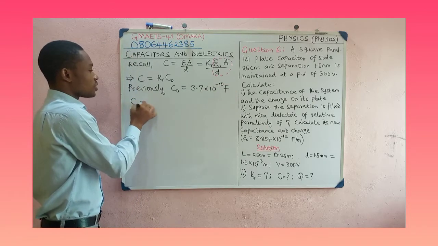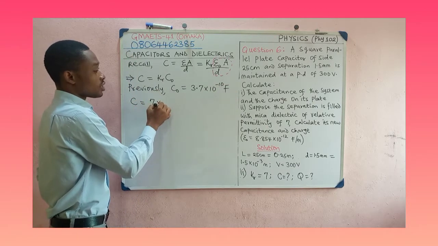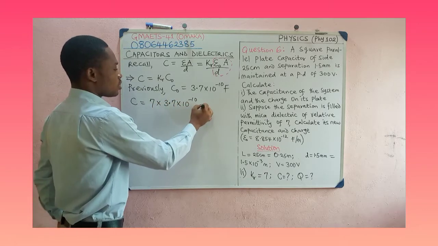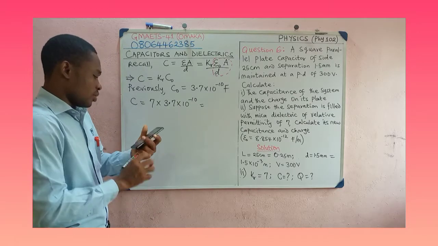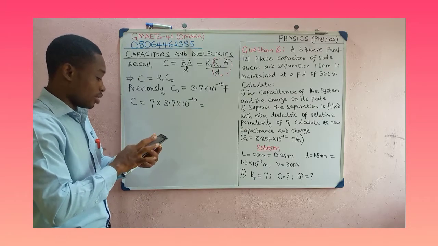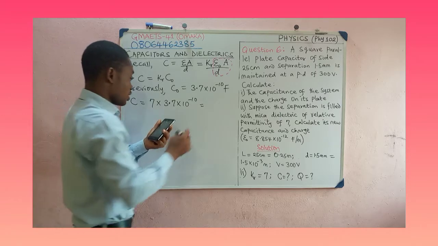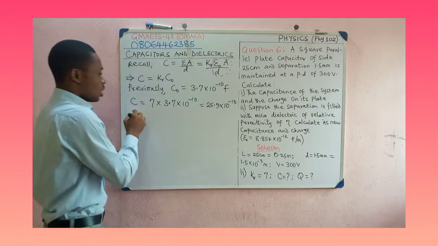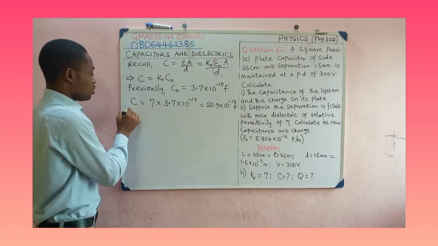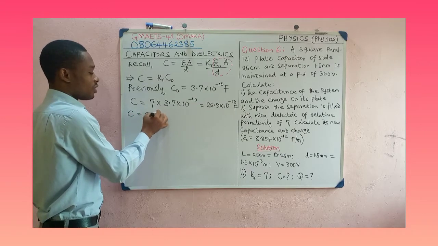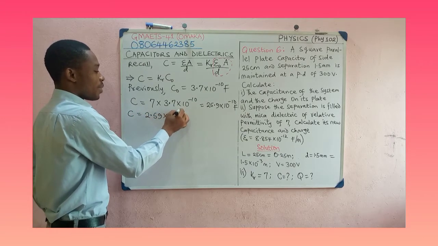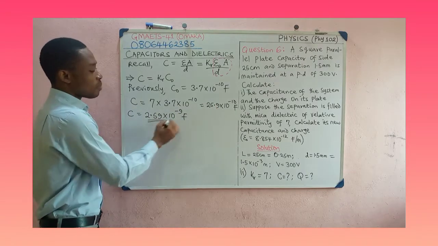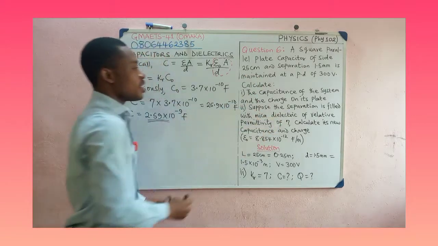So we can just simply substitute our Kr, that is the dielectric constant, 7, times 3.7 times 10 raised to the power minus 10. And of course, let's see what this is going to give to us. We shall multiply 7 by 3.7. So it's going to give us 25.9 times 10 raised to the power minus 10 farad. We can still write it as 2.59 times 10 raised to the power minus 9 farad, as I move the point once to the left. So this is going to be the capacitance of the capacitor with mica as dielectric.